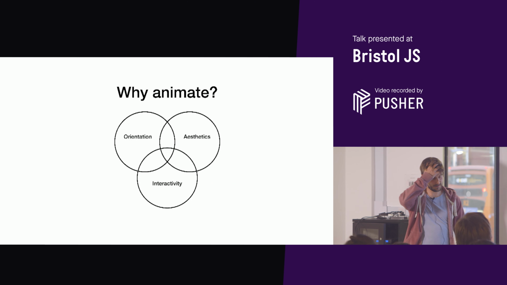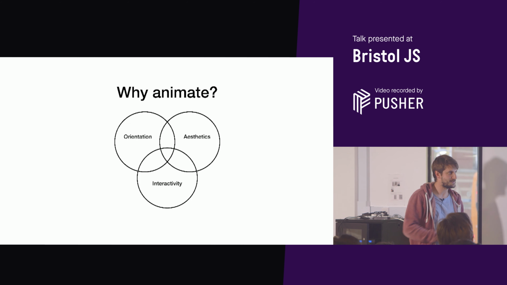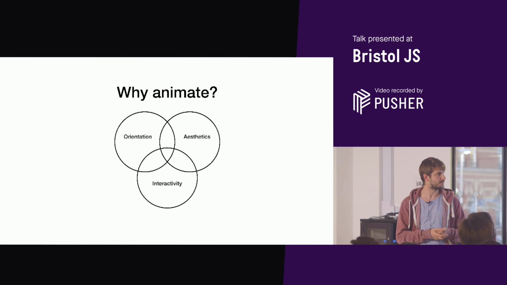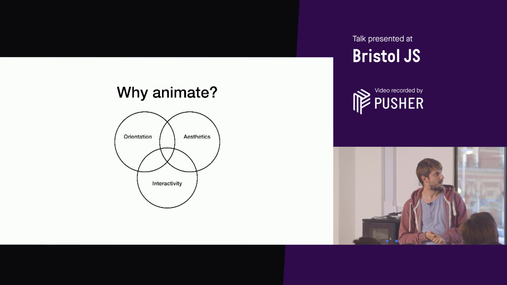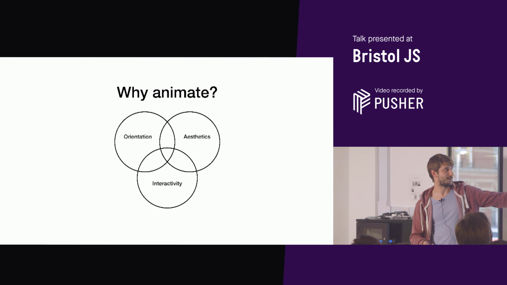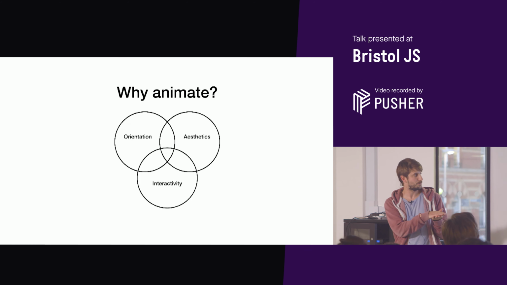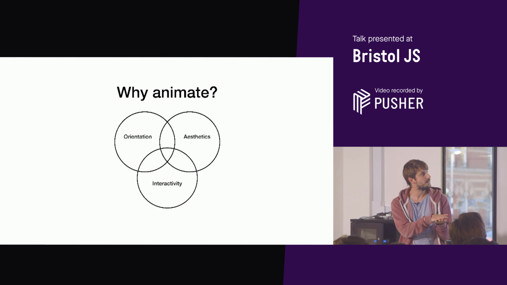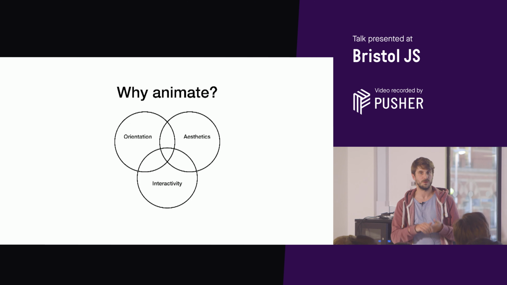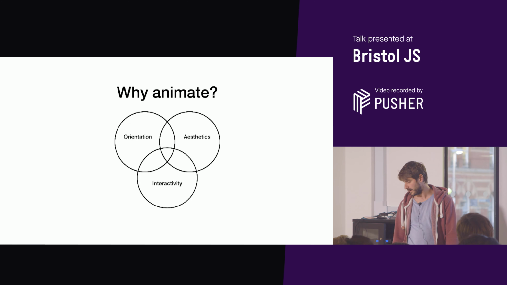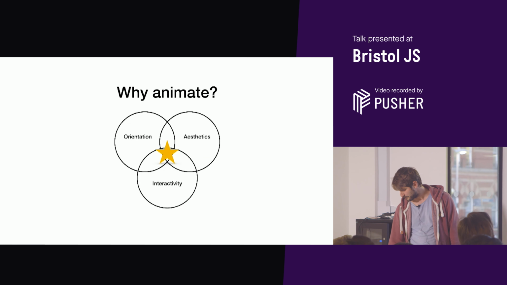So just a bit of a philosophical thing on animation as well. Why do we do it, and when is it good to do it, and when is it good not to? I've got a Venn diagram, and the best bit of a Venn diagram, as we all know, is in the middle. So if you've got an animation which is designed to keep users oriented in your app, to give a feeling of how you want your app to feel, and to be interactive and make your app feel alive, that's the best place to be.